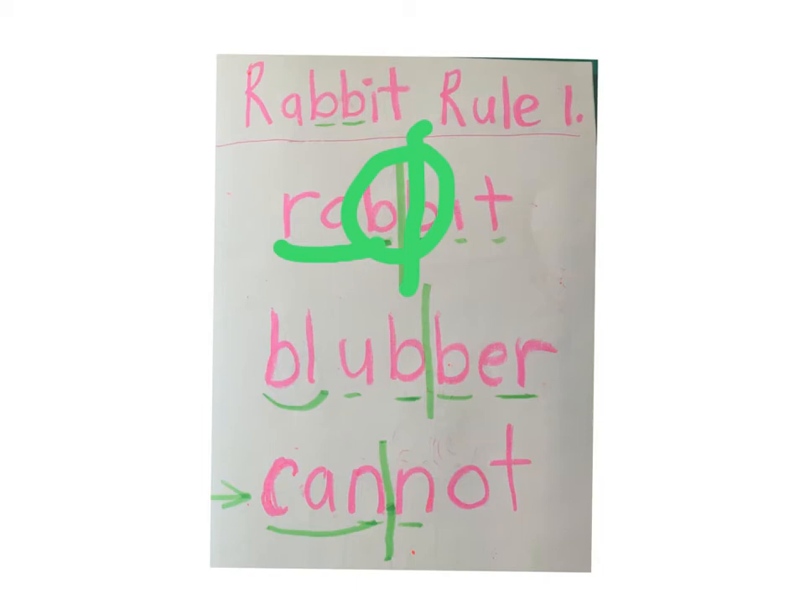So let's have another look with blubber. So blah, we can say blah. I'll just make this pen a little bit narrower. Blub, blub. We stop there and we slice down here. Blub, ber. So that's our rabbit rule. Okay, and the last one we've got, for example, is cannot. Okay, can, and then we break that up there, and then we have not. Cannot. That's our rabbit rule.